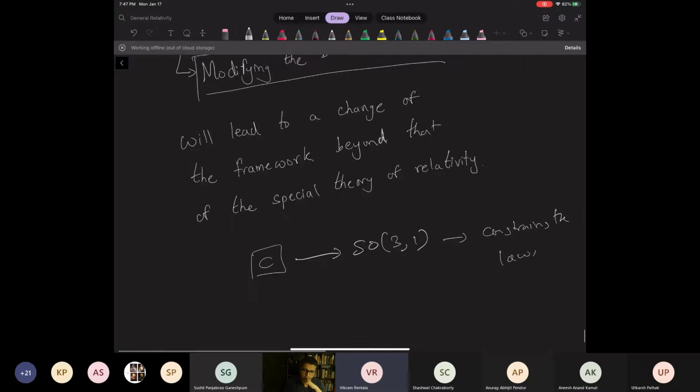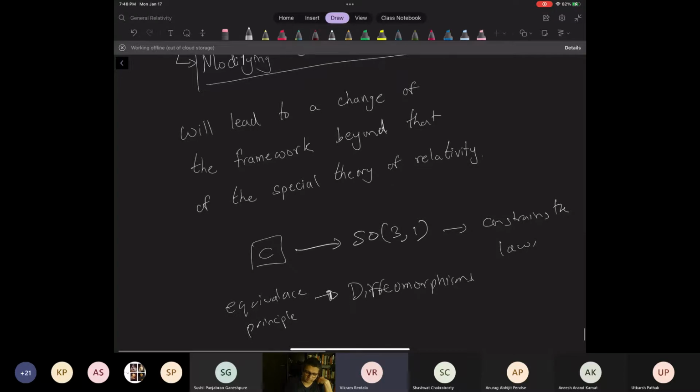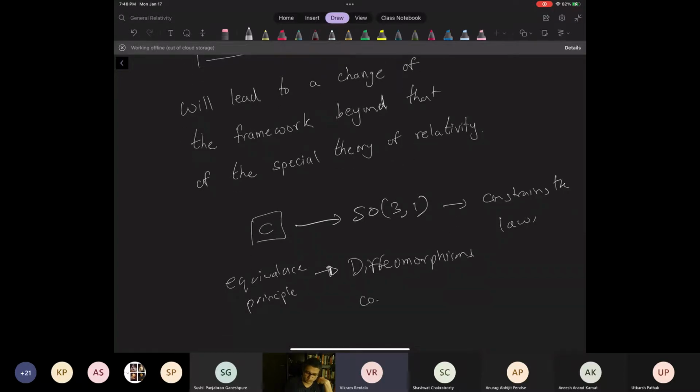Okay, so similarly, we'll see that there will be this principle that we assume, which is the equivalence principle. Mathematically, the consequence of this will be that there's a group of symmetries called diffeomorphisms, which is a fancy way of saying that under any arbitrary non-linear coordinate transformation, the laws of physics should take the same form.